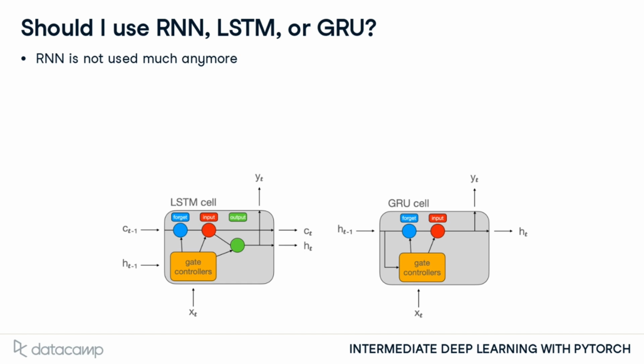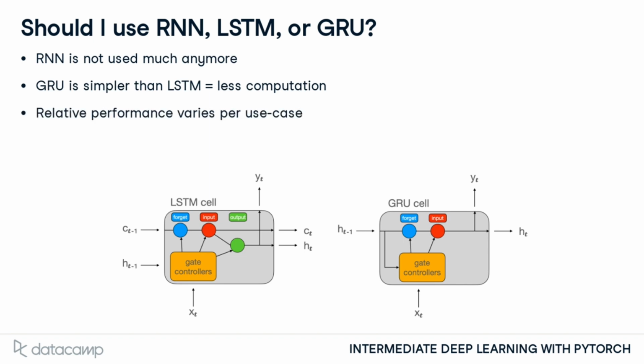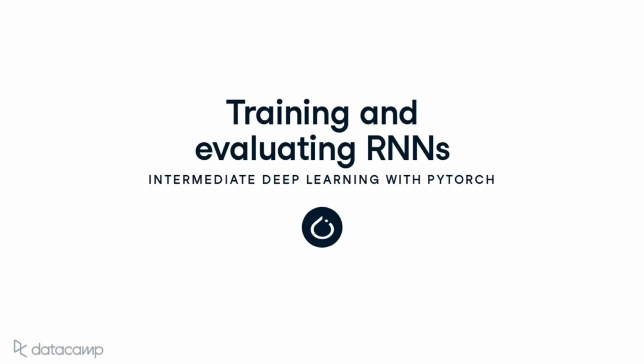Our choice will likely be between LSTM and GRU. GRU's advantage is that it's less complex than LSTM, which means less computation. Other than that, the relative performance of GRU and LSTM varies per use case, so it's often a good idea to try both and compare the results. We will learn how to evaluate these models soon.